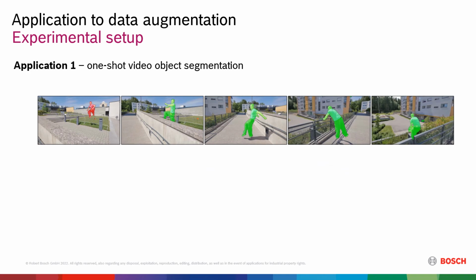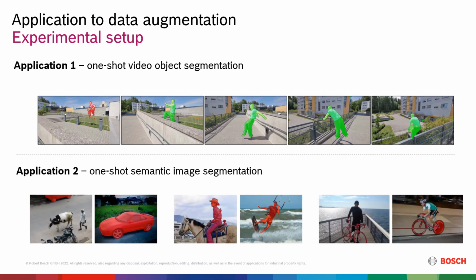We conduct experiments with two one-shot segmentation applications. The first of them is one-shot video object segmentation. At test time, this task provides a video and the segmentation mask of objects only in the first frame, while a model is required to segment all the remaining video frames. The second task is one-shot semantic image segmentation.